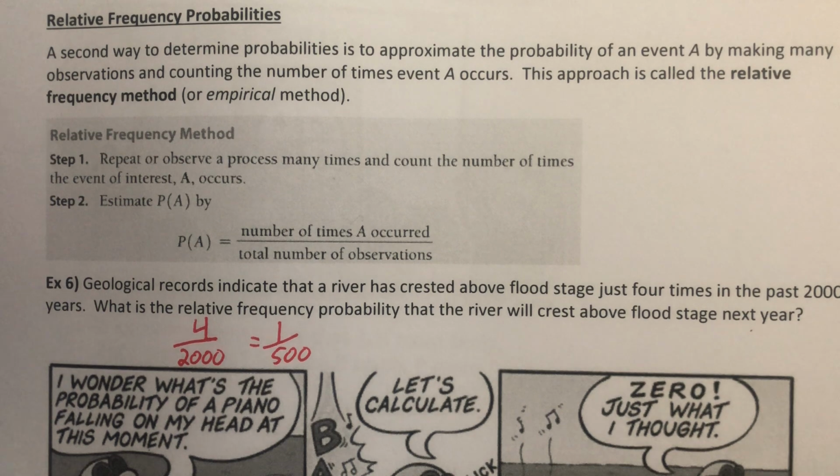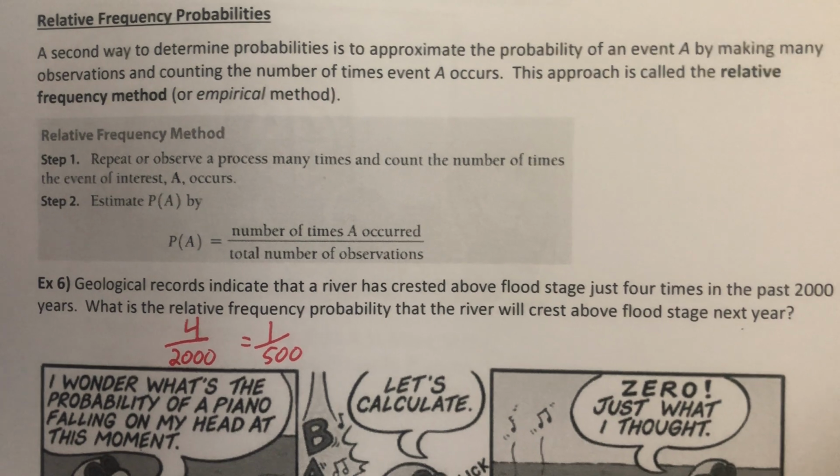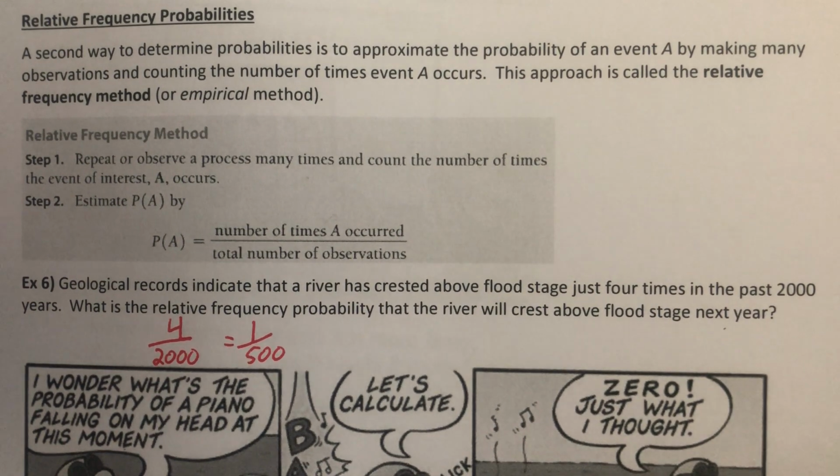So it's the number of times that something has occurred divided by the total number of observations. So geological records indicate that a river has flooded 4 times in the last 2,000 years. What's the relative frequency probability that it's going to flood next year? So 4 over 2,000, or 1 out of 500.